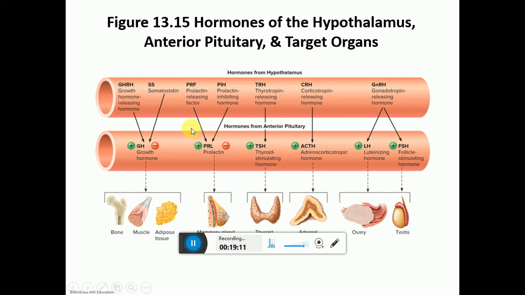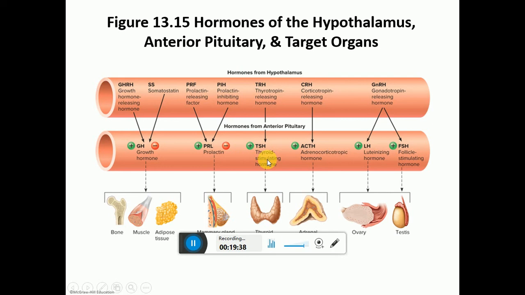Moving on to the next hormone coming out of the anterior pituitary, and that is prolactin. We also have two different hormones coming from the hypothalamus that control it. We have prolactin releasing hormone and prolactin inhibiting hormone. Prolactin then throughout the bloodstream will circulate to go to the mammary glands, and that will increase or prepare the breast tissue for lactation.